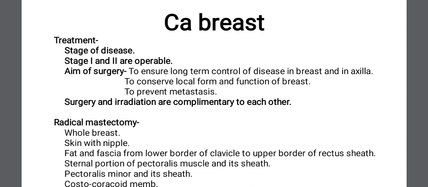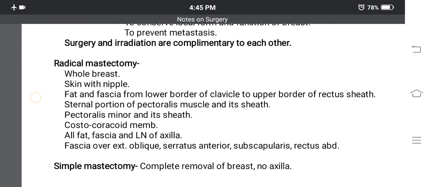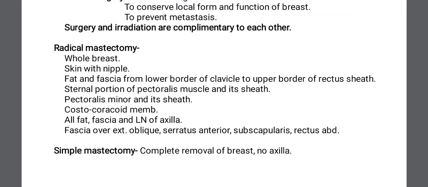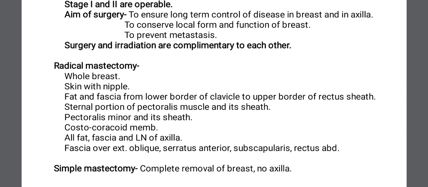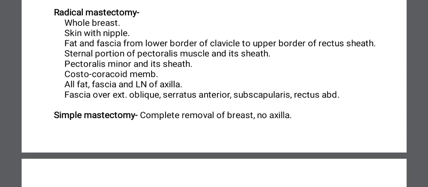So the treatment of breast cancer depends upon the stage of the disease. Stage first and stage second are operable. The operative procedures include radical mastectomy and simple mastectomy. The radical mastectomy includes removing the whole breast along with other structures that I have explained, and the simple mastectomy will include complete removal of breast, but the axilla is preserved.